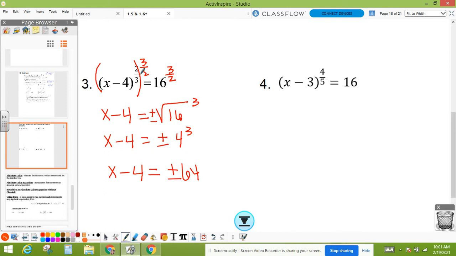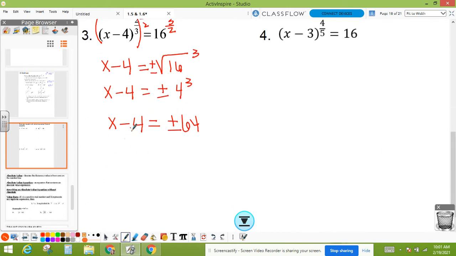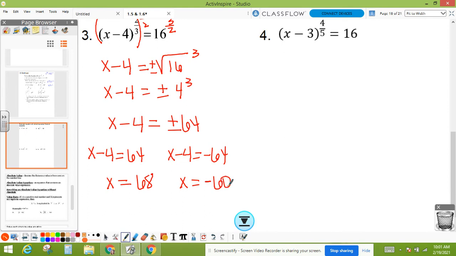All right. I would put a star by this one because I think it might be on your test. All right, so we're going to add 4. But remember that this is equal to 64, and this is equal to negative 64. So if I add 4 to positive 64, I get 68. If I add 4 to negative 64, I get negative 60.